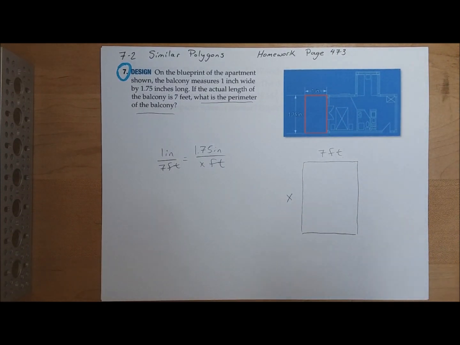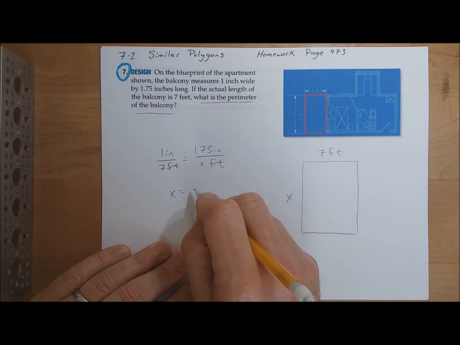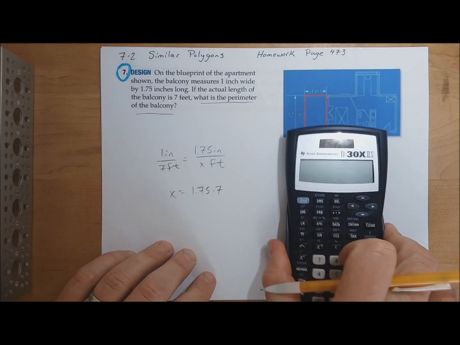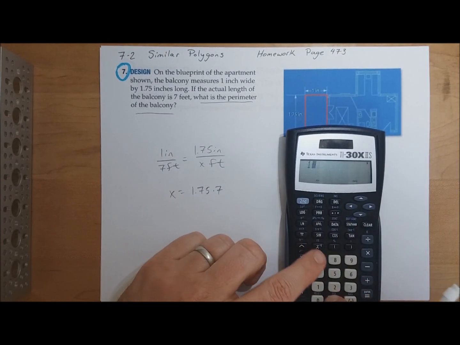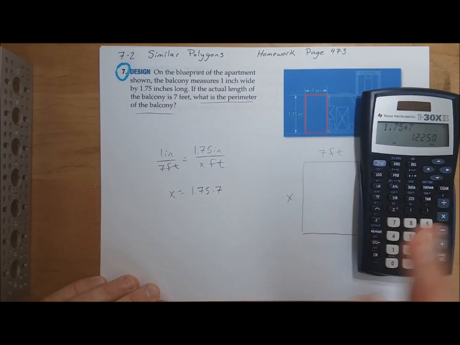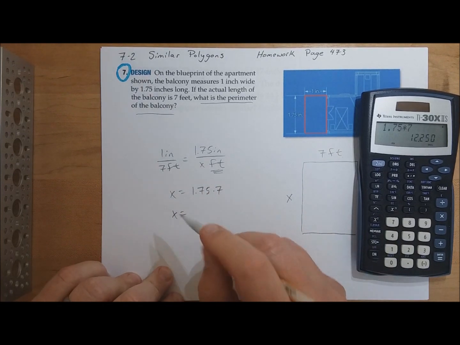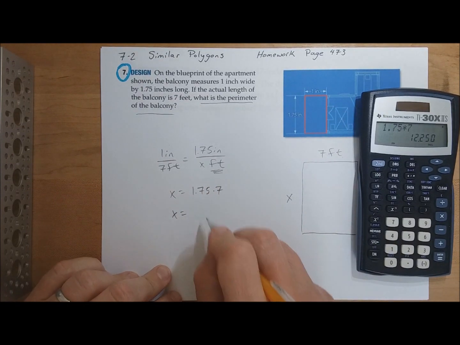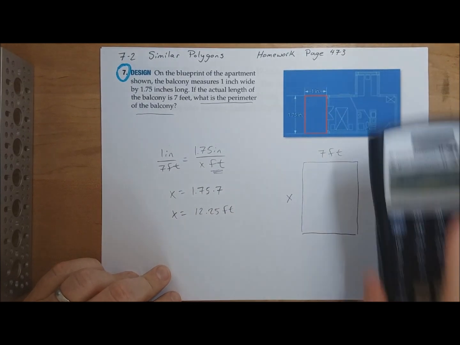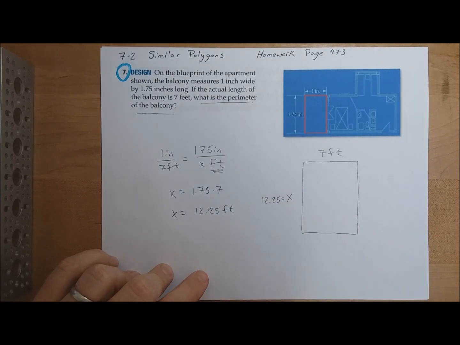What are our cross products going to be? 1 times x. So we get x equals 1.75 times 7. And what do we get there? 1.75 times 7, 12.25. And what did we say the units were going to be on x? They were going to be feet, right? So 12.25 feet.